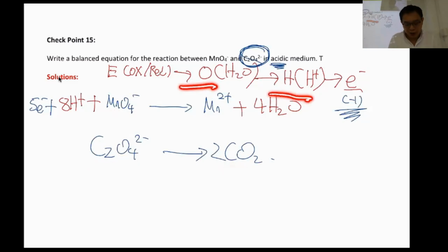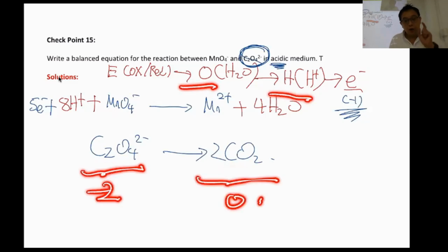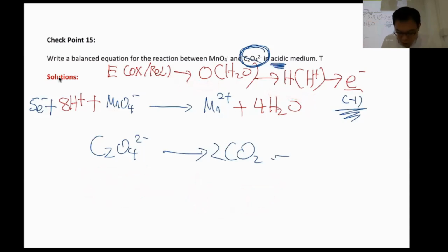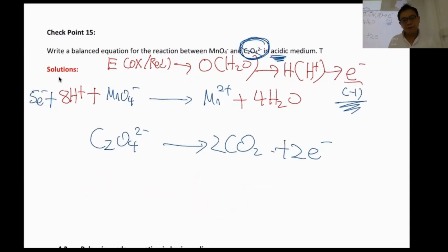Now balance the charge. The charge on the left is -2. The charge on the right is 0. Remember, you can only subtract. You always subtract from the bigger to the smaller. 0 can become -2. You introduce 2 electrons. That's why I say redox reaction is about electrons. Now I got this. This is equation 1, this is equation 2.